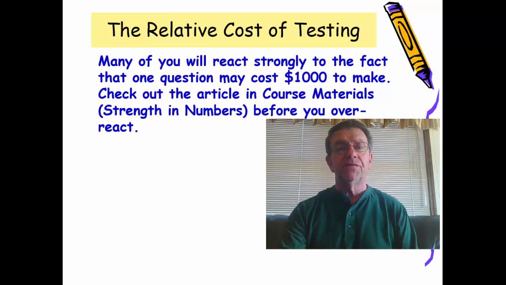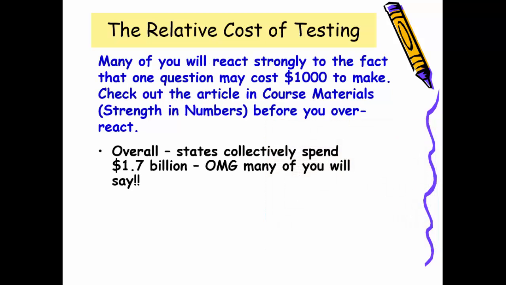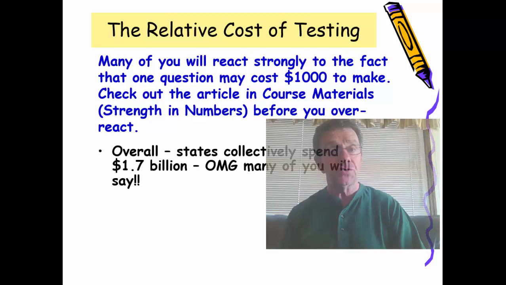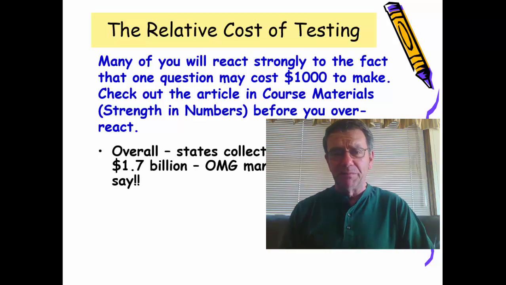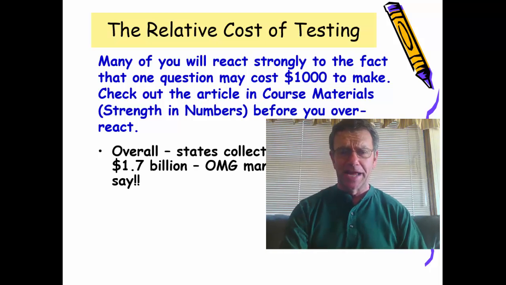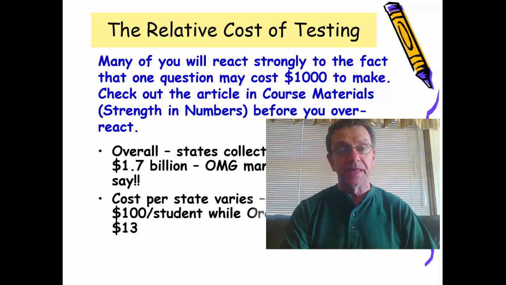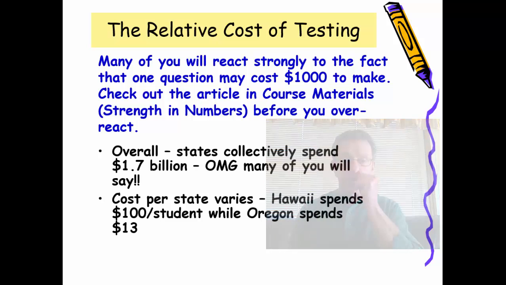But the fact of the matter is that while overall testing in the United States may cost $1.7 billion, according to the article Strength in Numbers that I have in course materials, which you should check out, at least you should scan it for important information. And if you say, oh my God, it's $1.7 billion, my goodness, I could use that money. Yeah, I could too. And the cost per state varies.